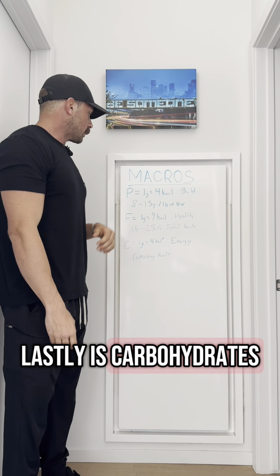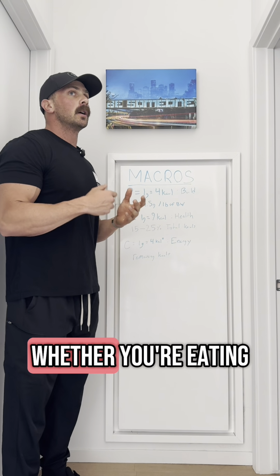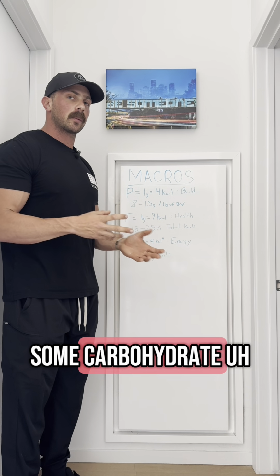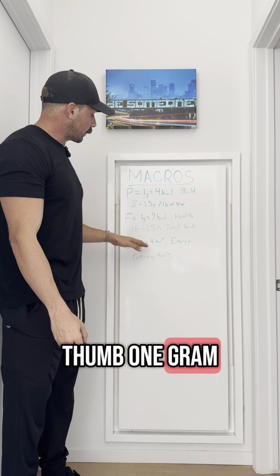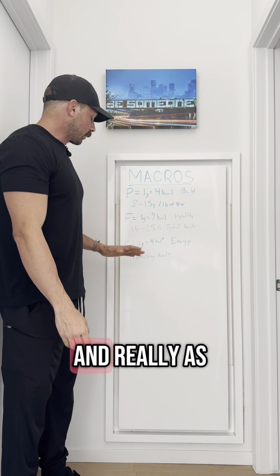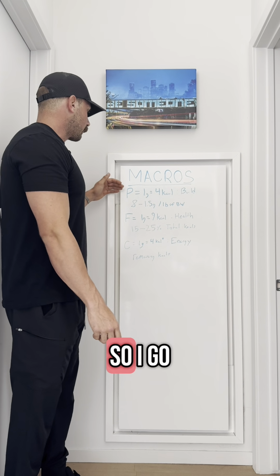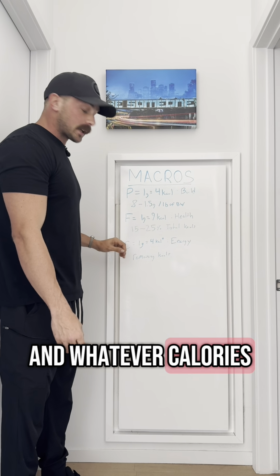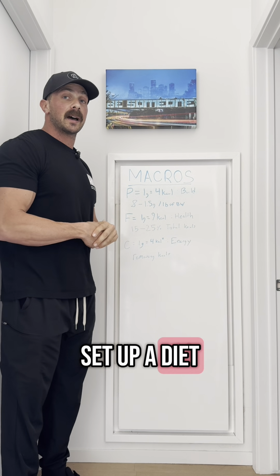Lastly is carbohydrates. For every 1 gram of carbohydrate, it's about 4 calories. There are some caveats, whether you're eating fiber, and things like sugar alcohols, which have some caloric intake but less than normal carbs. But rule of thumb, 1 gram of carbs is 4 calories. And our body uses carbs strictly for energy. As far as how many carbs to eat, I just give whatever the remaining is. So I go proteins, fats, carbs. I figure out what my goals are for those two, and whatever calories I have remaining, I give to carbohydrates.